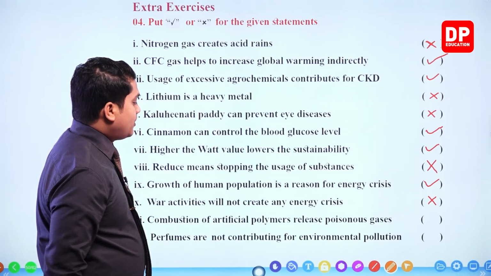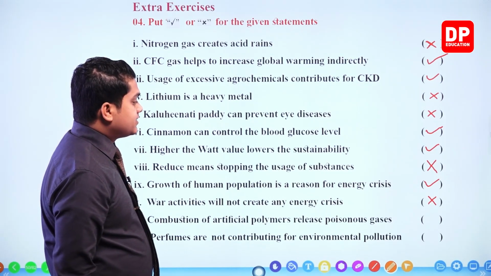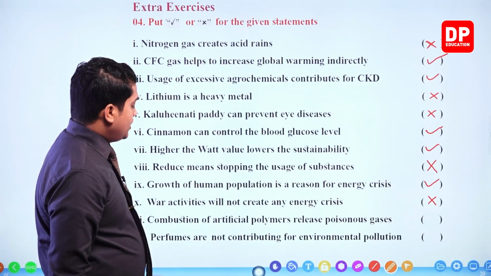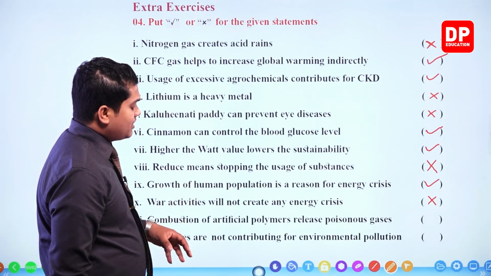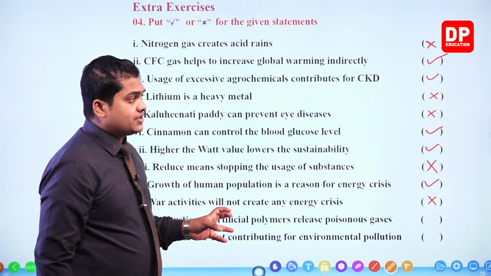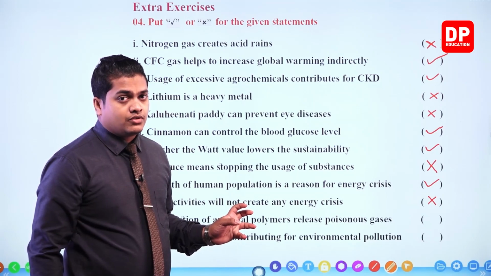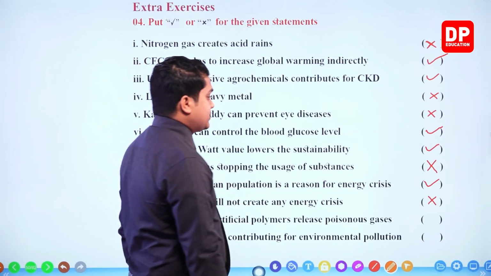Okay, then. Combustion of artificial polymers release poisonous gases. Not polymers, my dear children, but all of the artificial substances. If you combust these things, then definitely those things are going to release poisonous gases. So it is correct, no problem.